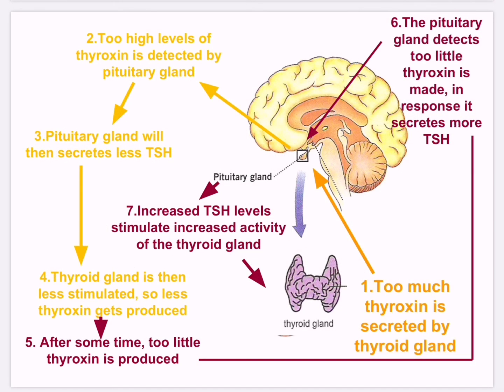The other negative feedback mechanism is the control of thyroxine and TSH. The interaction between the two controls the metabolic rate. So this is also very important. Please watch the video that I've made on that.